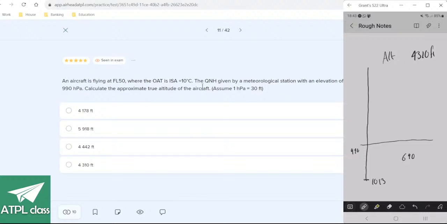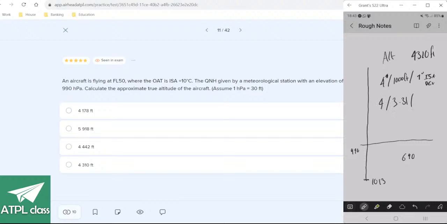Then we've got a temperature correction: 4 feet per 1,000 feet per degree of ISA deviation. So we're 4.31 thousand feet above the ground, but the reading is given from a station that's 1,000 feet above. So we're only 3.31 above the ground.